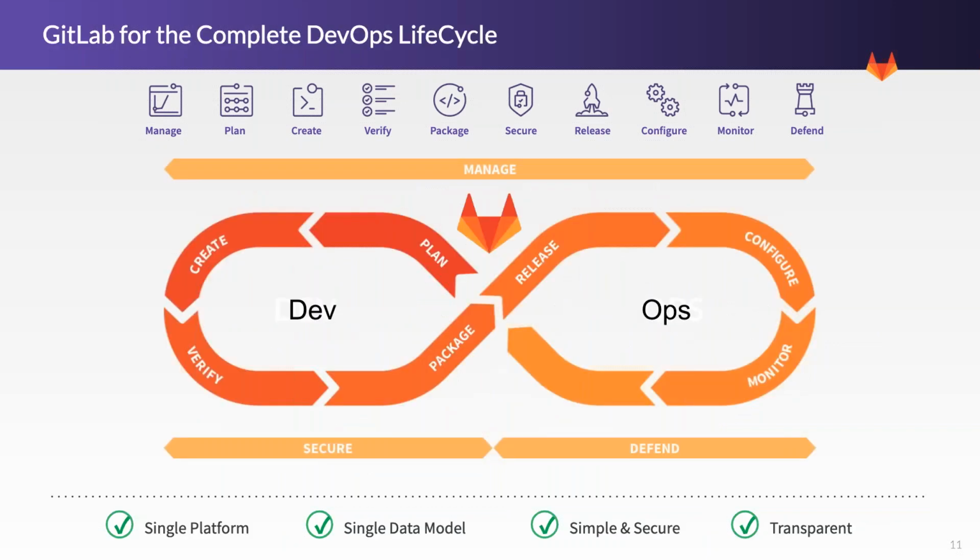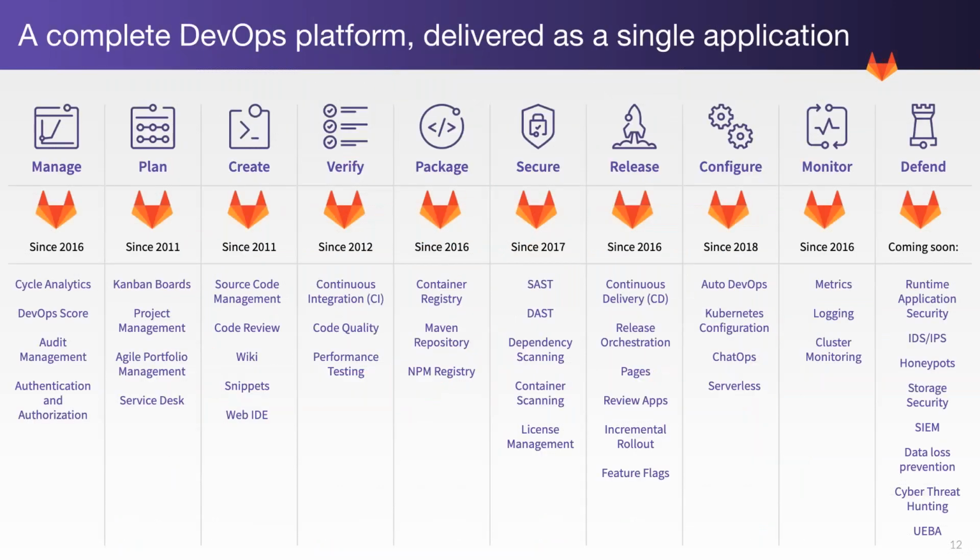So this is the famous DevOps graphic that shows the typical DevOps lifecycle stages. GitLab provides a single platform for all of these stages. Here is another view of the graphic, which shows which capability GitLab has for each stage.